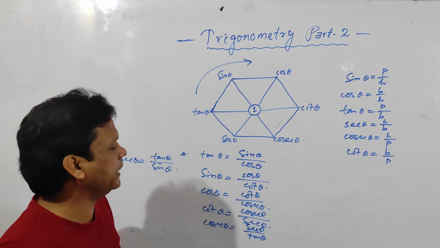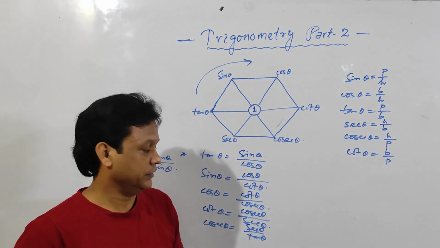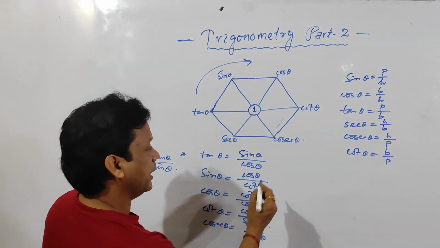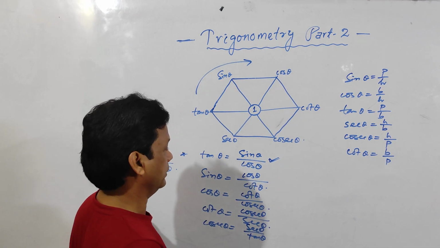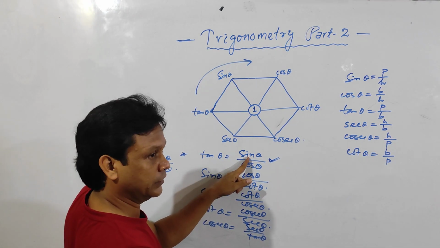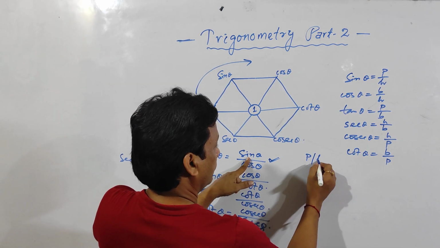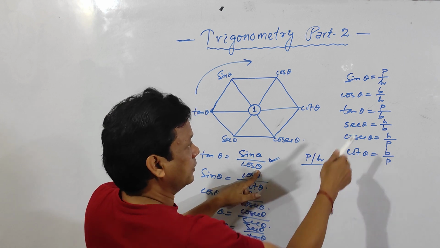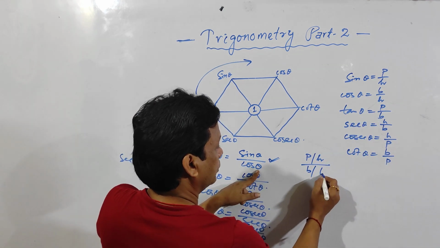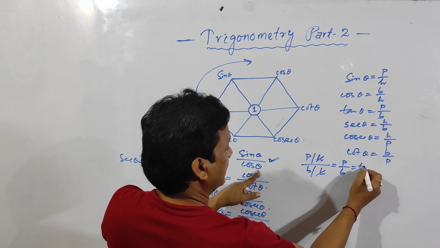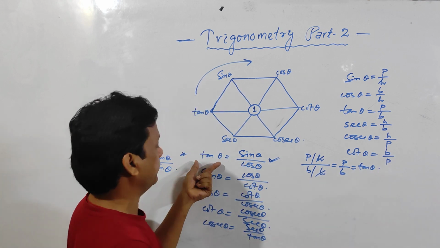Clear? So let us prove any one formula. Then you can see whether this formula is correct or not. I will prove this one. Sin theta. What is the value of sin theta? P by H divided by cos theta, B by H. So H, H cancel out. Remaining P by B, and P by B is tan theta, which is your left hand side.